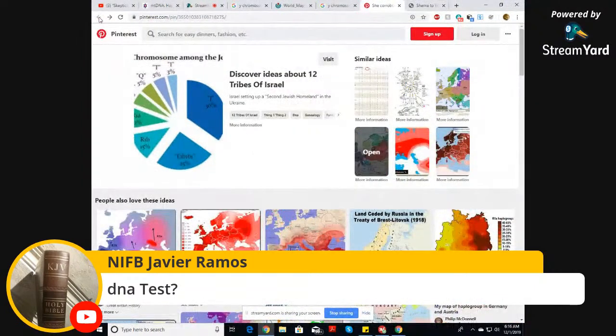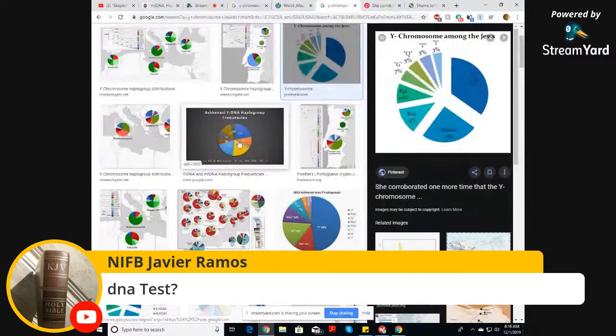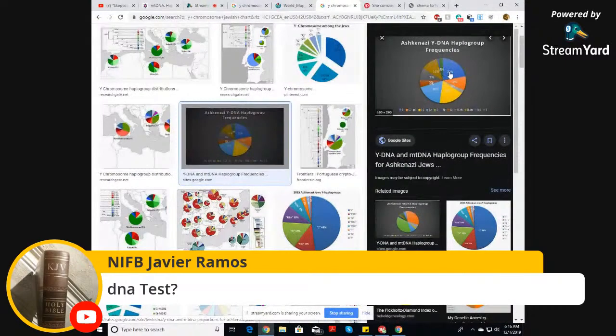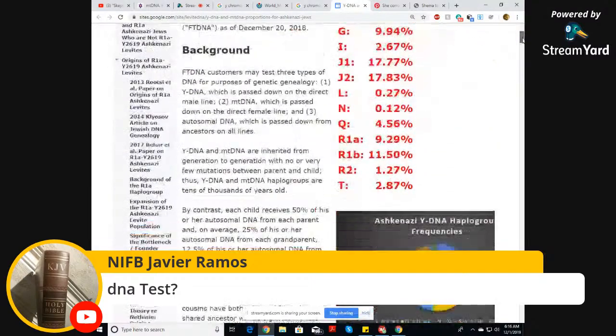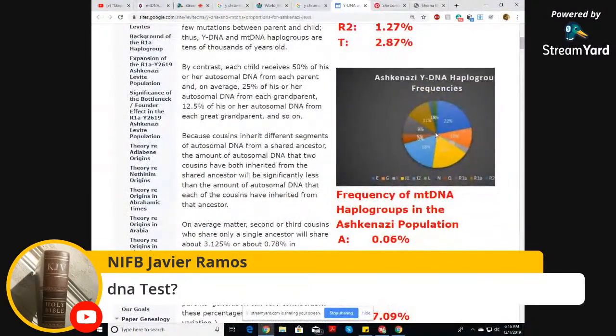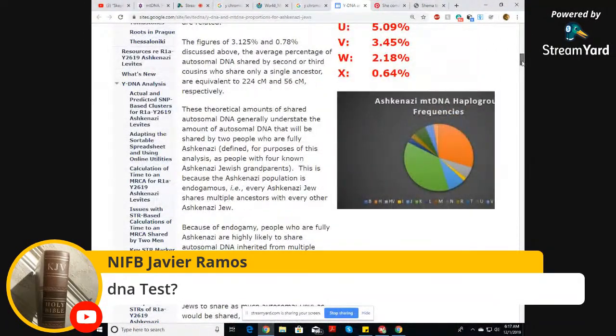But anyways, let's look at another chart because there might be another chart. Let me go back. Oh, where'd I go? Oh, yeah. So what's this? This is Ashkenazi Y DNA haplogroup frequency. So we got this here. And it's not getting bigger. This is mtDNA haplogroup, and it's showing K is a large amount. It's showing this color here, which is H. That's me.